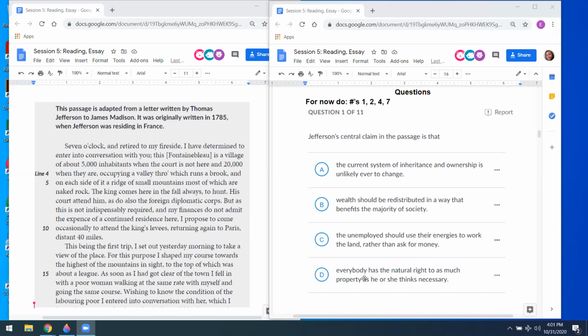I think that answer, let me switch to my, says that Jefferson's central claim in the passage is that. Are you on that one? I can't really see your screen that well. Yeah, number 1. It's also on the Google Doc. You just have to scroll down. Yeah, I'm on my doc. Yeah, so I think question 1 of 11. Yeah.